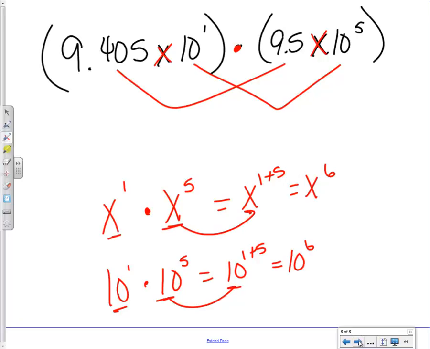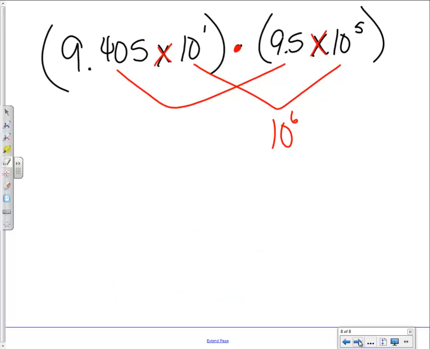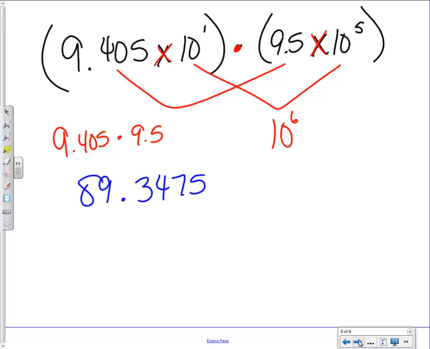As long as the bases match, you can bring the base over and then add your exponents. So I already did this for you, but I want you to see that these two together give you 10 to the 6th power. Now let's go back and use our calculator and multiply 9.405 times 9.5. When I did that, the answer that came out for me, I'm going to write the whole thing. It ended up being 89.3475, I believe. And then we have this multiply sign times 10 to the 6th power.